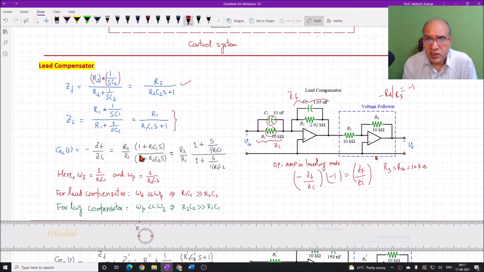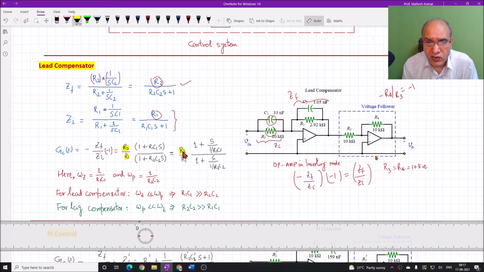Now the transfer function for this part, or rather the overall gain of this lead or lag compensator, becomes minus Zf by Zi. I will replace the minus with another minus term, so the overall gain will be multiplied by -1 here. This therefore becomes R2 by R1, into 1 plus R1 C1 S by 1 plus R2 C2 S.